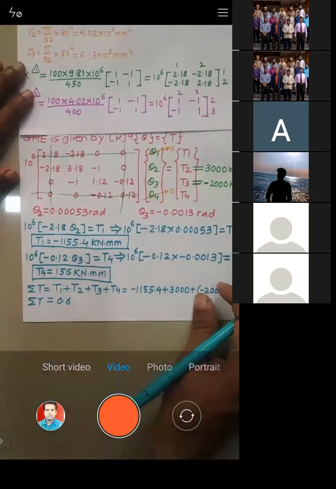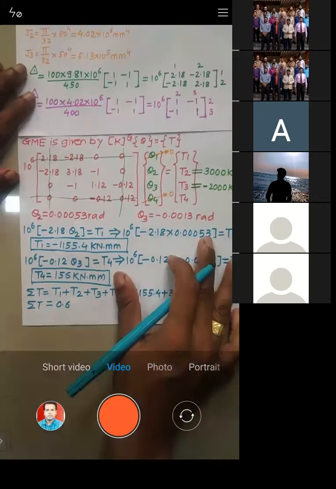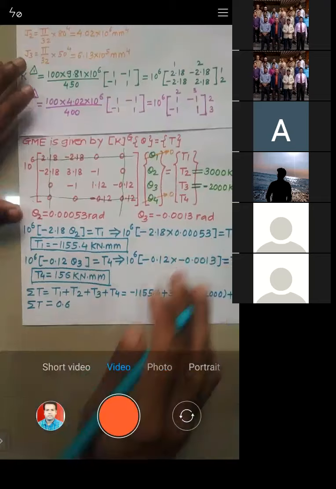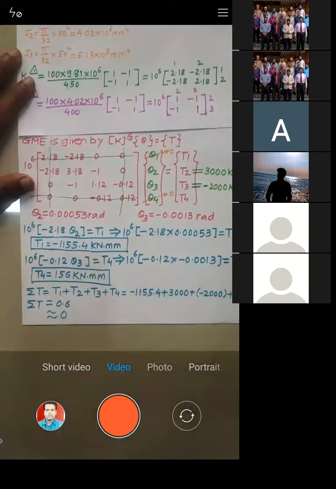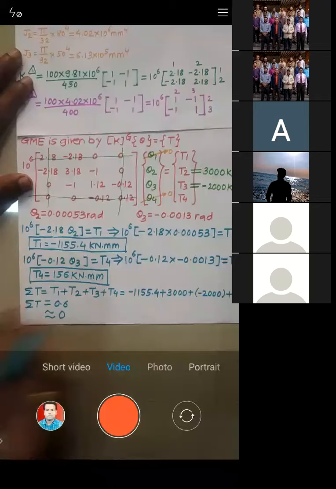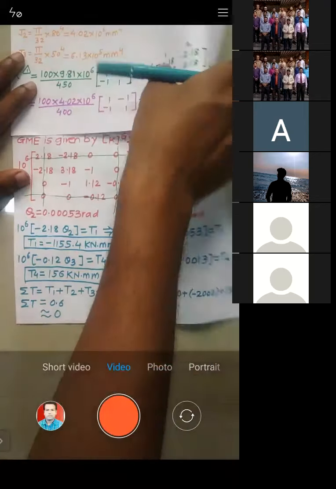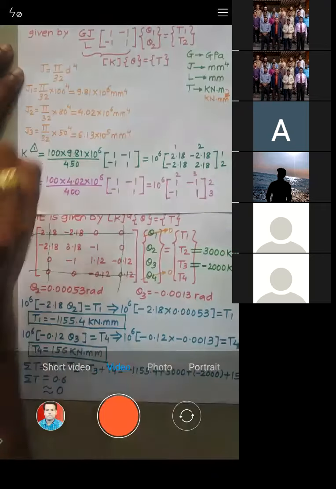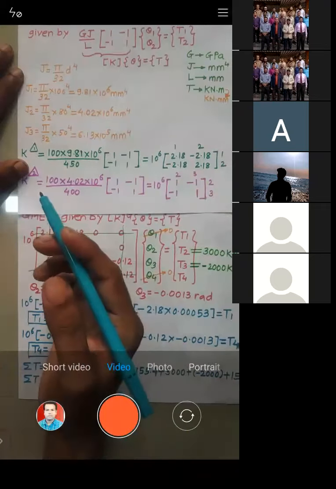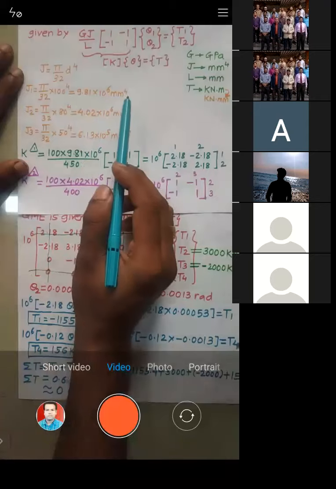Is that okay, all of you? Okay, so the point where you did the first calculation, from that point only the error will start, right? Then how to reduce that error? You take more digits after the decimal point.